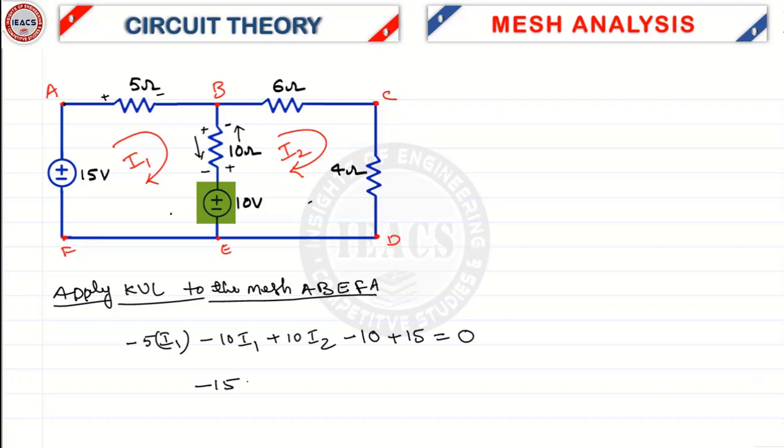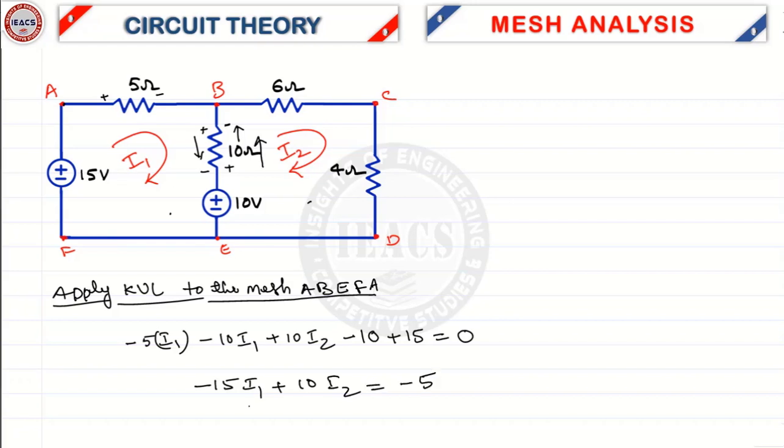minus 15 I1 plus 10 I2 equals minus 5. And cancelling minus 5 throughout, you will get 3 I1 minus 2 I2 equals 1. Let it be mesh equation 1.